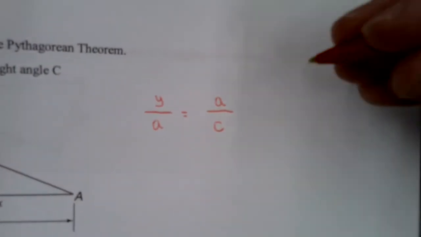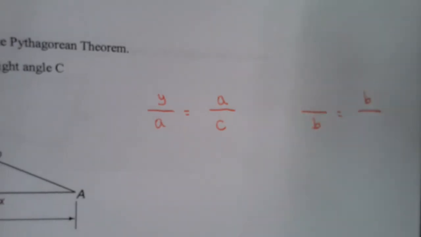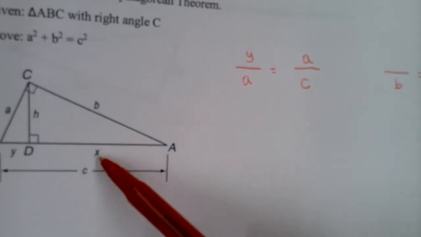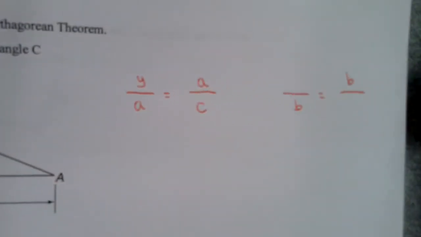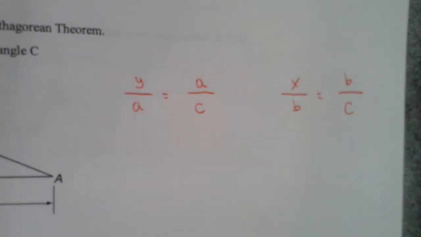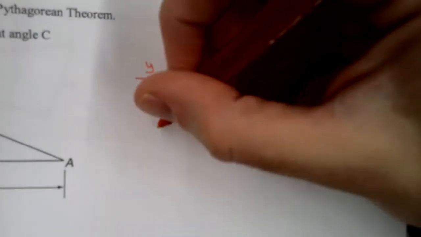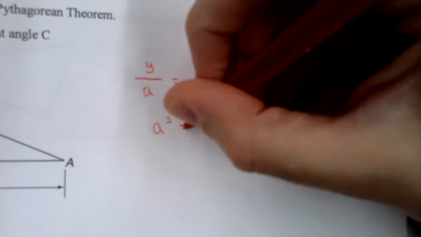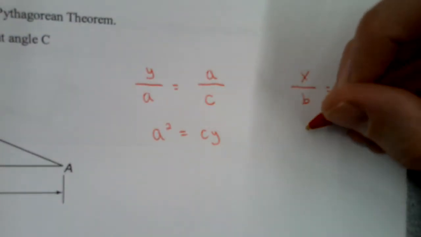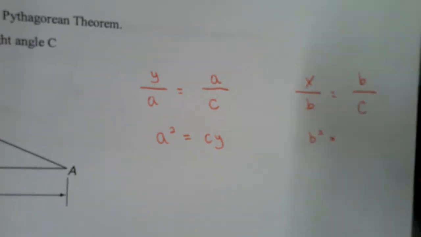Do it over here. B is the geometric mean between the part of the hypotenuse right next to it, x, and the entire hypotenuse C. Let's cross multiply. A squared equals C times y. Cross multiply here. B squared, okay, B times B, B squared equals C times x.